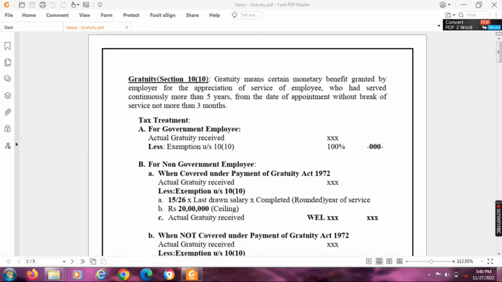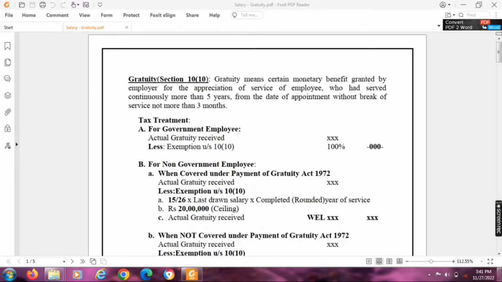Number one, when covered under the Payment of Gratuity Act 1972: actual gratuity received less exemption under Section 10, Subsection 10, which is 15 by 26 part of last drawn salary. What is 15 by 26? In every month there are 30 days, but for gratuity covered under the Payment of Gratuity Act, 4 Sundays are excluded. That's what 15 by 26 into last drawn salary into completed years of service. Here, the years are rounded off.